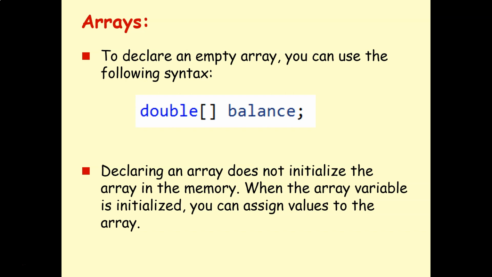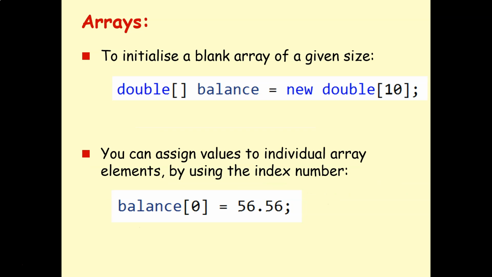So double, square brackets, balance. Easy enough. Declaring an array does not initialize the array in memory. When the array variable is initialized, you can assign values to the array. To initialize a blank array of given size, we can use this format: double balance equals new double square brackets 10. And that would create a blank array called balance, which can have a total of 10 values in it from 0 to 9.